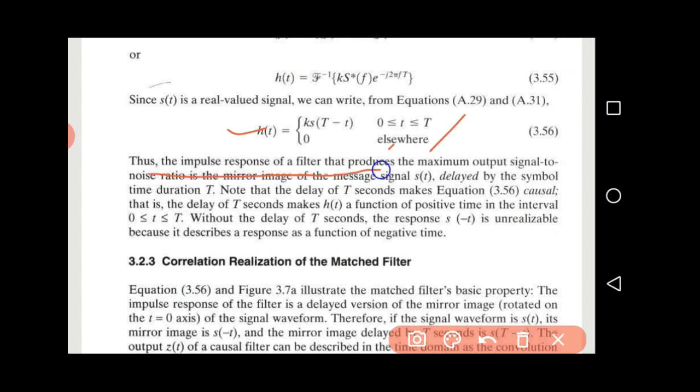Thus the impulse response of the filter that produces the maximum output signal to noise ratio is the mirror image of the message signal s(t).